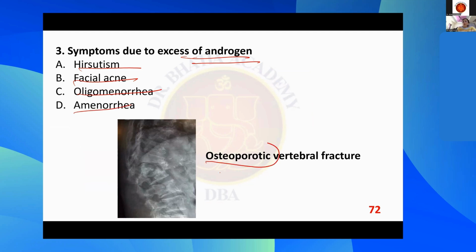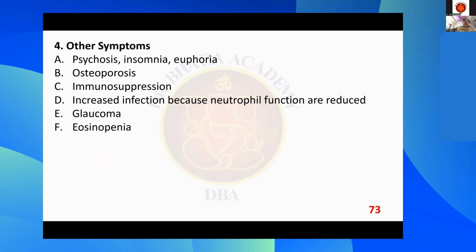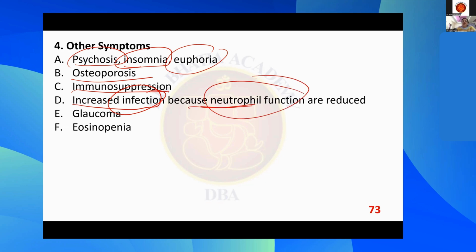Then there will be osteoporotic vertebral fractures, osteoporosis. It can also cause psychosis, that is steroid psychosis. There can be decreased sleep, insomnia. Patient can have very good elevated mood, that is euphoria. Osteoporosis, immunosuppression, increased infections because of the dysfunction of the neutrophils. Their neutrophils are increased, but they are not functional. Then there can be glaucoma and eosinopenia.